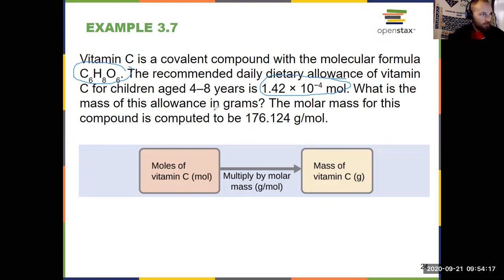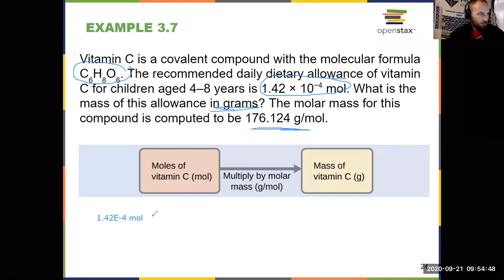What is the mass in grams? That's what it's asking me to solve for. So can I convert from moles to grams? I can, right? We said we can always go from grams to moles or moles to grams. And this question is even easier because it tells me the molar mass for vitamin C, 176.124. So that's great. Okay. I have what I'm starting with, right? 1.42 times 10 to the negative fourth moles of vitamin C.